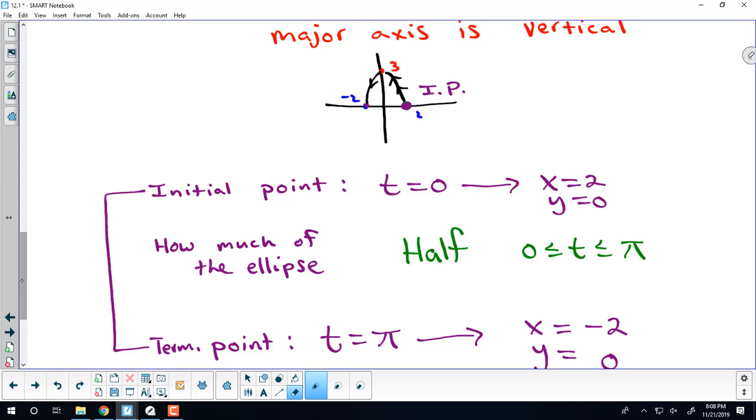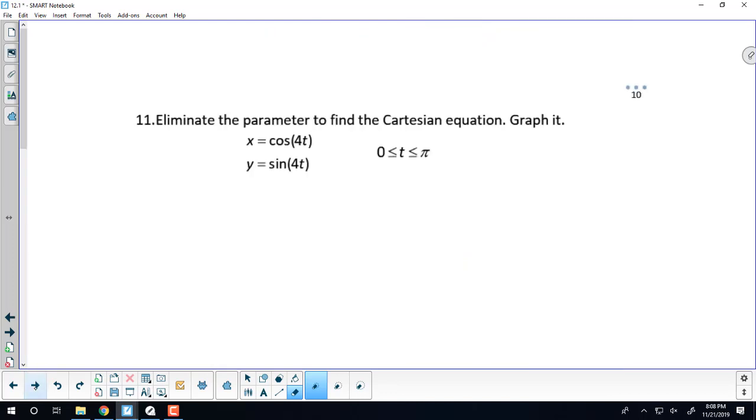Any other questions? What's 11? Circle. That's a circle. Skip that one.